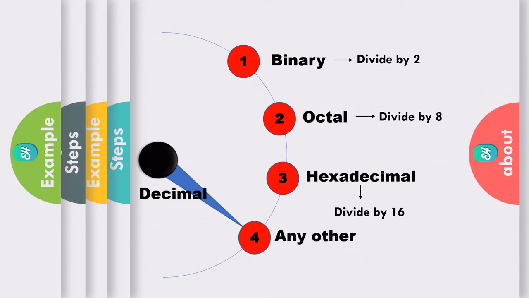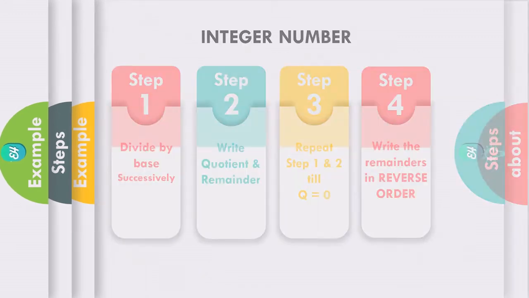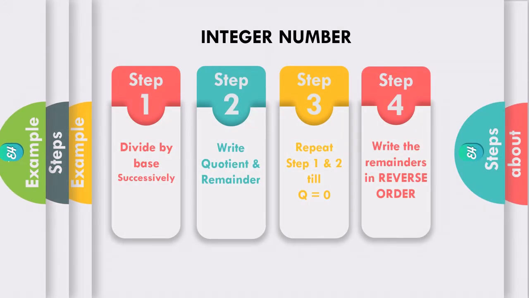Applying the same formula, we will have to divide the decimal number by the base of the number system. Let's see the steps first. By summing up all our previous videos, we can say that step 1 will be to divide the decimal number by the base of the number system into which we want to convert the decimal number. Step 2 is to write down the quotient and remainder separately. Step 3 is to repeat steps 1 and 2 till we get quotient equal to 0. And the last step is to write down the remainders in reverse order.